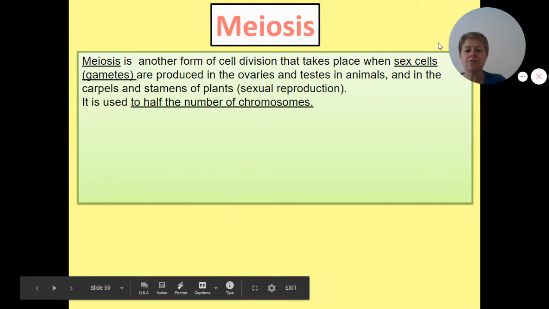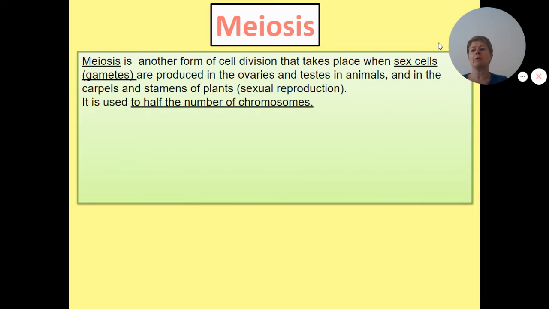It's used to halve the number of chromosomes. So remember, when a sperm and an egg come together, their total number of chromosomes has got to add up to 46 in a human. So when meiosis produces sperms and eggs, it has to produce cells with only 23 chromosomes, not 46. Okay, so mitosis produces identical cells. Meiosis produces cells that have got half as many chromosomes as the parent cell.